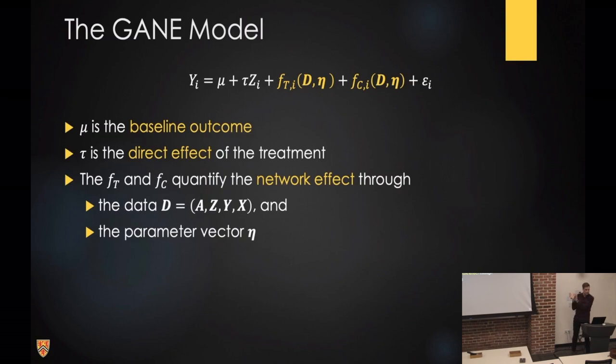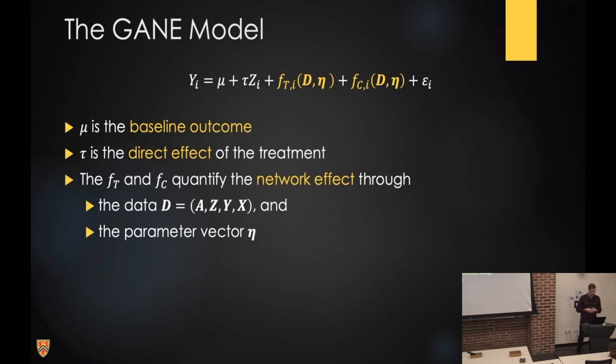You can see they're written very generally, and that's on purpose. There are some restrictions that we'll talk about in a minute, but the idea is that it's intentionally flexible to accommodate different structures of network interference. These F functions are parameterized by eta. Eta can be a single parameter or many parameters, depending on the functional form of these Fs. The Fs also have different subscripts, because the way your treated neighbors influence you might not be the same as the way your control neighbors do. So we're allowing for heterogeneity in that respect.